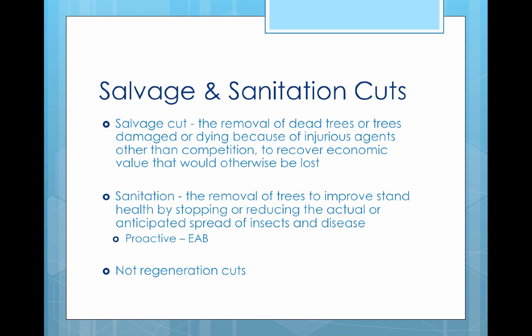Whereas sanitation is the removal of trees to improve stand health by stopping or reducing the actual or anticipated spread of insects and disease. So this is the proactive removal. Something like EAB, that proactive removal of ash from certain areas before the emerald ash borer gets there. A very important part of this: salvage and sanitation cuts are not regeneration harvests. These are intermediate treatments. The focus is not regeneration.